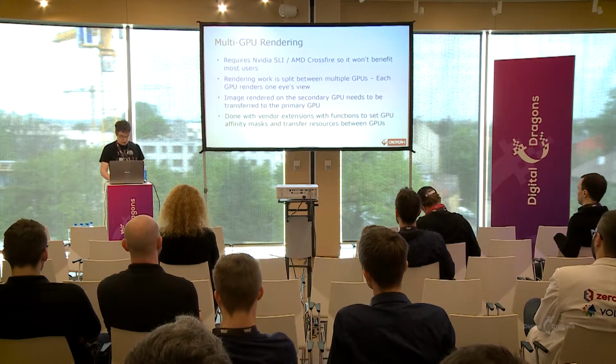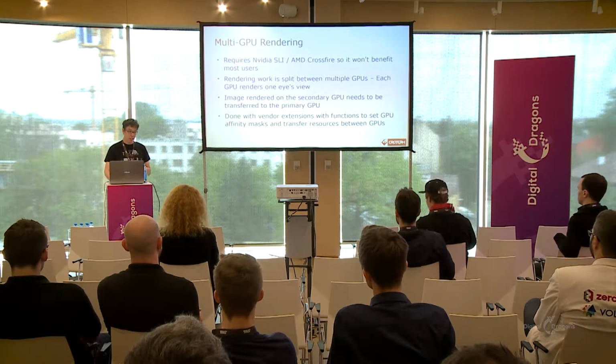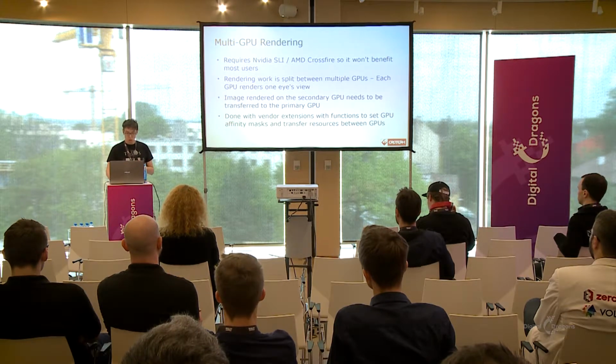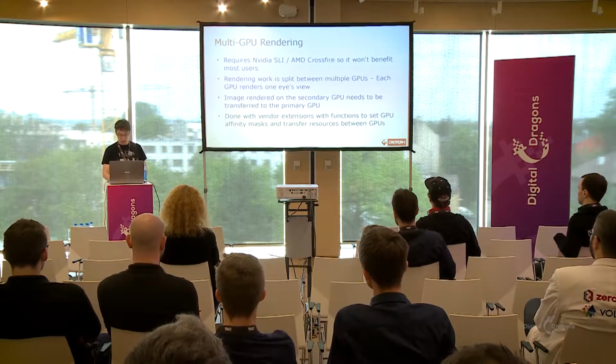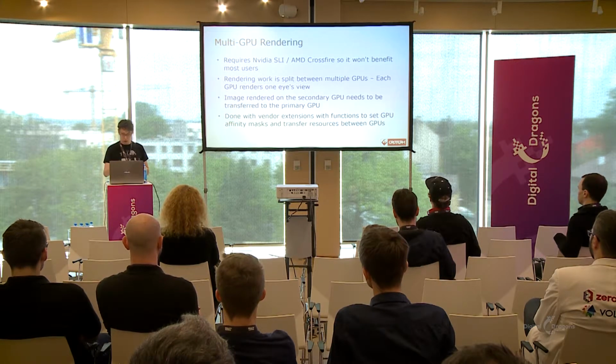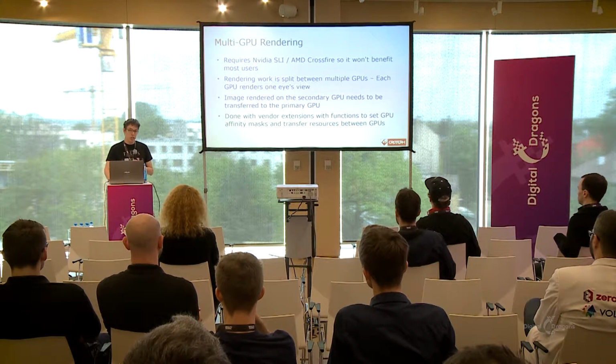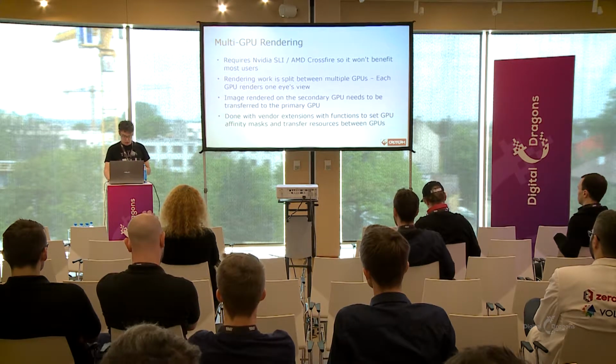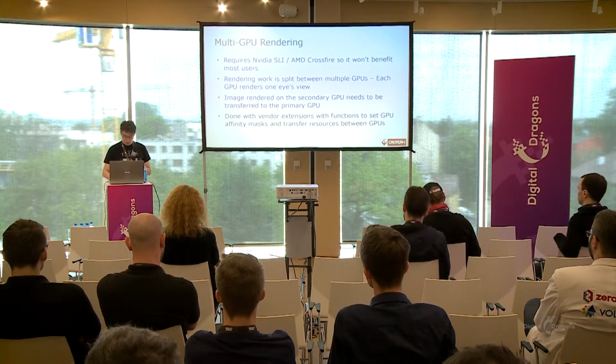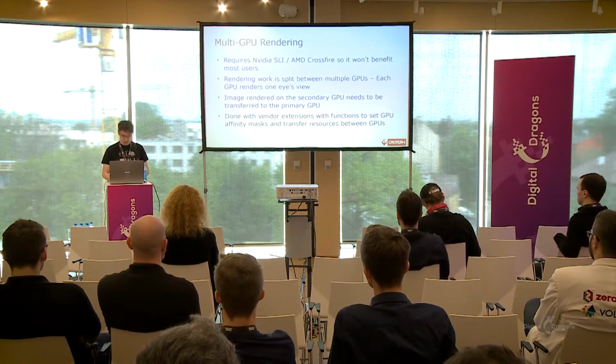So the other optimization is the multi-GPU rendering. Unfortunately, this is not for everyone. Most users don't have 2 GPUs, and we need them for this. So we need to have at least 2 GPUs in SLI or Crossfire. And this decreases the GPU workload by splitting the work between 2 GPUs, so that one renders the left eye and the other renders the right eye.